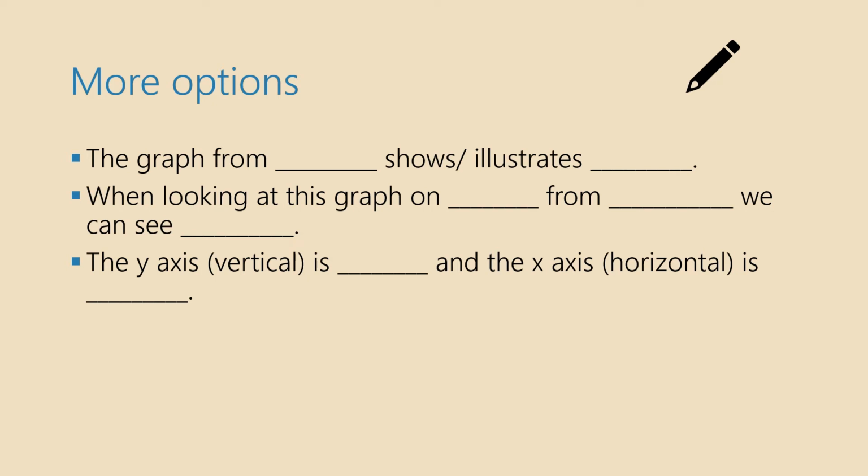And here are some more options. You can also say that the graph from, here name the source, shows or illustrates, and then provide the title. Another option is when looking at this graph on, so here you name the title of the graph, from, and then you name the source. Never forget to say what each of the axes presents.